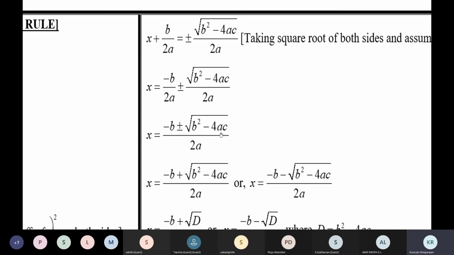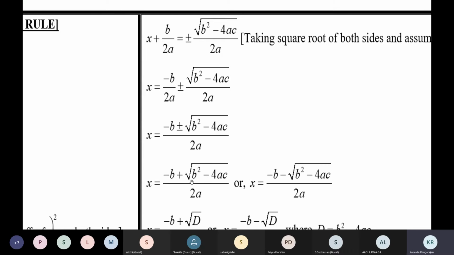It's represented by capital letter D. You can take away b square minus 4ac and write D. D means b square minus 4ac. D stands for discriminant, and discriminant is this expression b square minus 4ac.